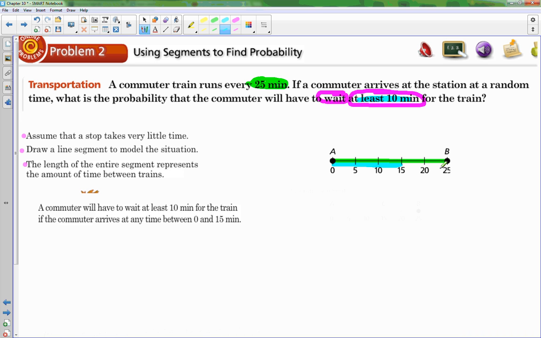This area in between 15 and 20 is going to be less than 10-minute wait. So that looks like this. 10-minute wait is this section. This is our favorable or our desired outcome is this section here.